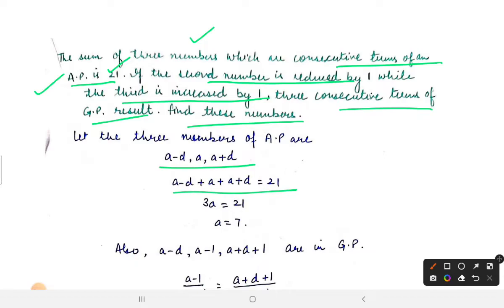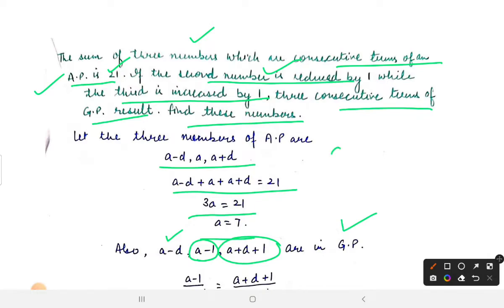So let us add these numbers. We have A minus D plus A plus A plus D, so 3A is equal to 21 and A is equal to 7. If the second number is reduced by 1, that is if A is reduced by 1, and the third is increased by 1, so A plus D plus 1, and the first remains as it is. Now the resulting terms are in GP. If the resulting terms are in GP, then the common ratio should be the same.